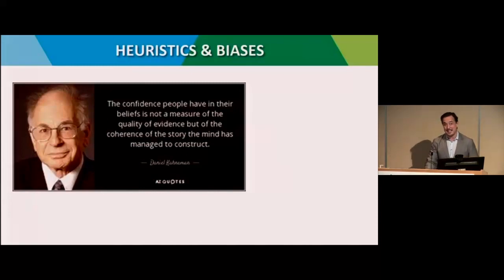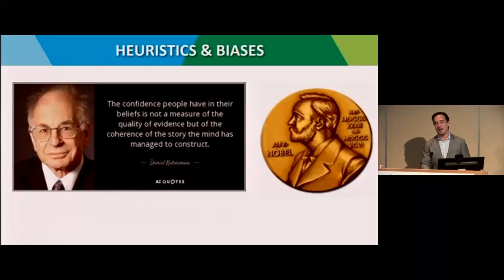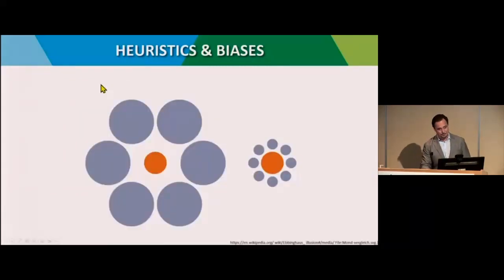And I think, again, Danny Kahneman, who we'll be seeing a few times in this talk, made an excellent point: that the confidence people have in their beliefs is not a measure of the quality of evidence, but of the coherence of the story the mind has managed to construct. And he won a Nobel Prize for this. I think he's right on the money here, that oftentimes what we're touting as the right answer is more a function of what we believe and the coherence of that belief than it is of actual data. And so this leads us into this next question.